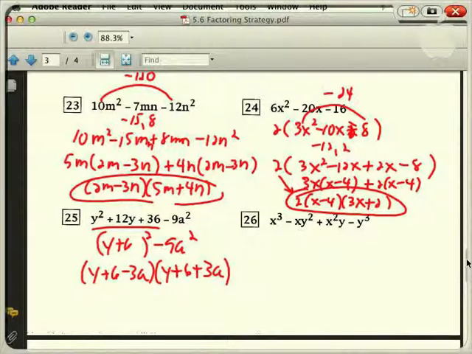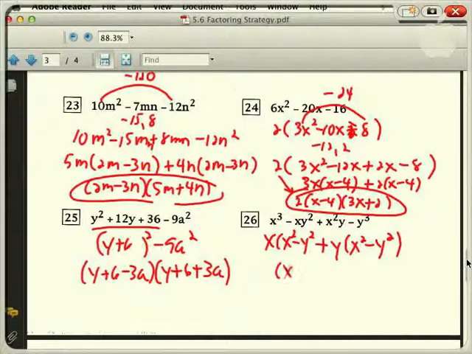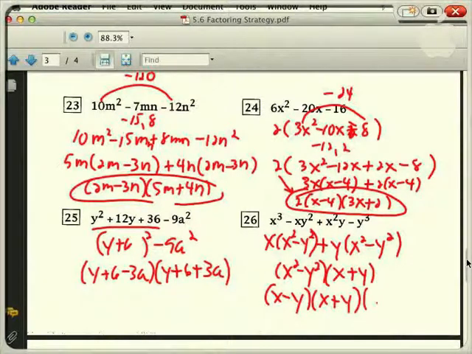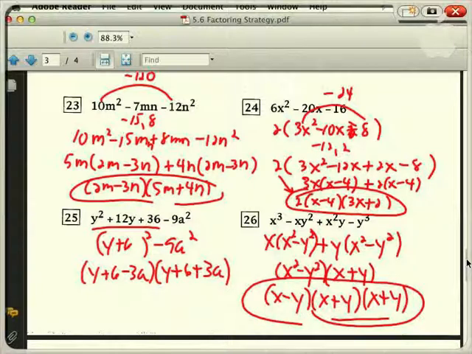Number 26, grouping time. Take x out of the first two terms. Take y out of the last two terms. And then pull out x squared minus y squared. But x squared minus y squared will factor some more, and you'll have all that. Of course, we could combine these two as x plus y quantity squared. Okay, next page.